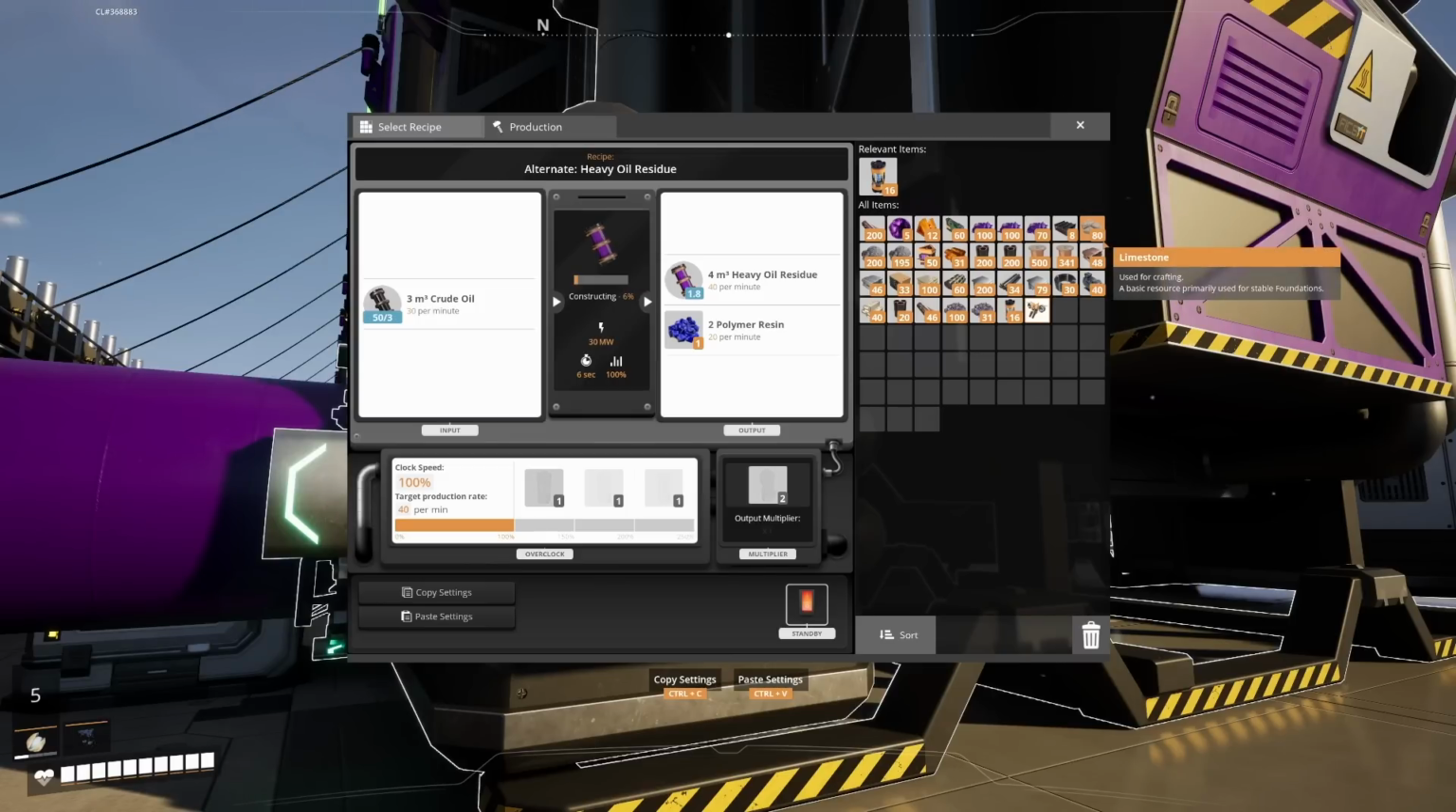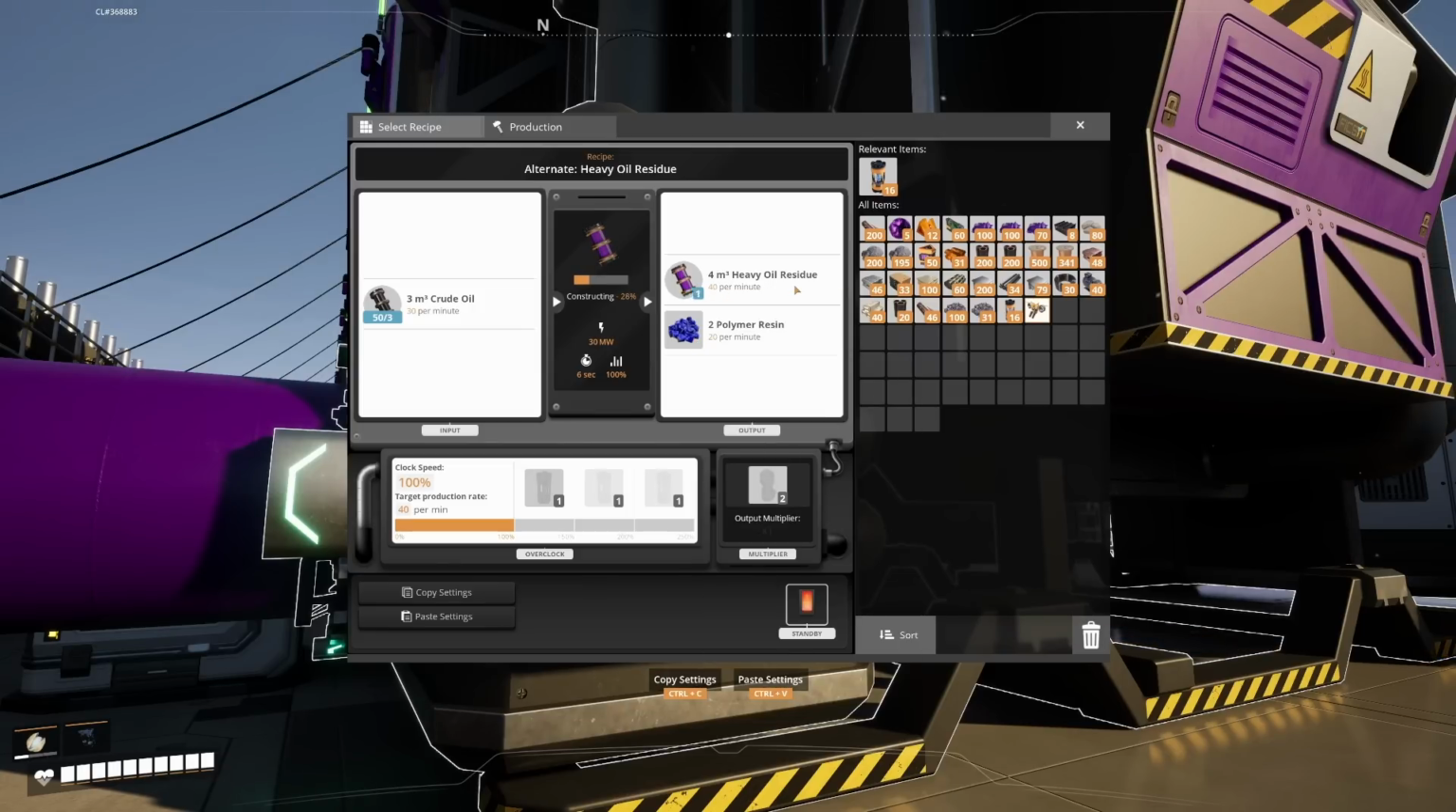So when you set a factory to a particular recipe for crude oil, more likely than not, you will have a main product and a byproduct. Now, if you do not remove the byproduct or use it, what will happen is that this buffer will fill up and eventually shut down, stopping you from being able to produce more resources.